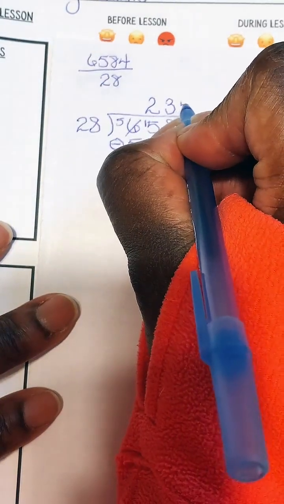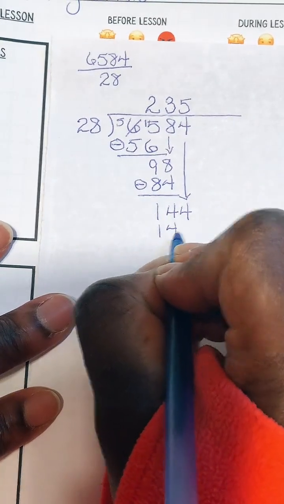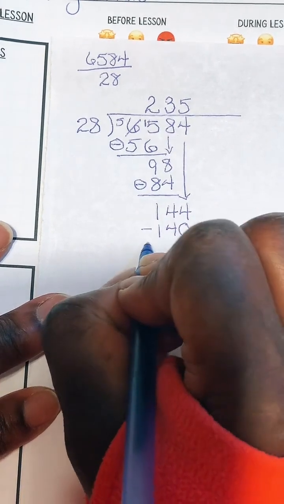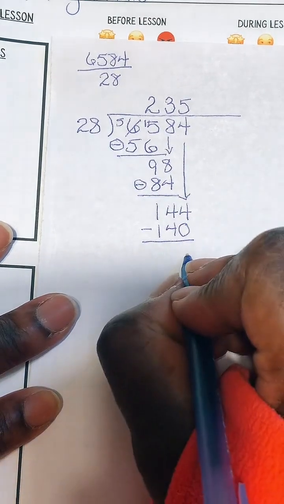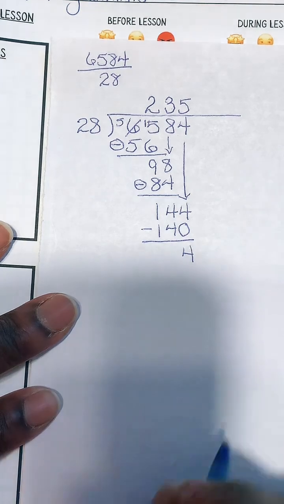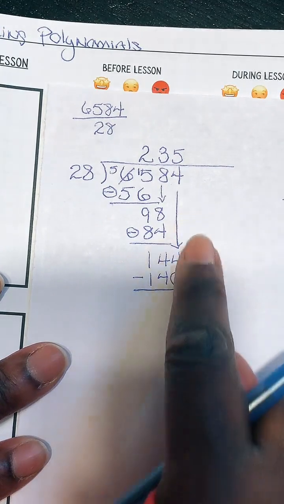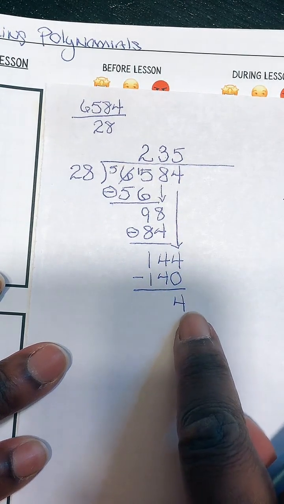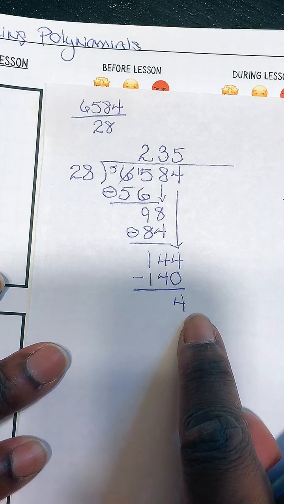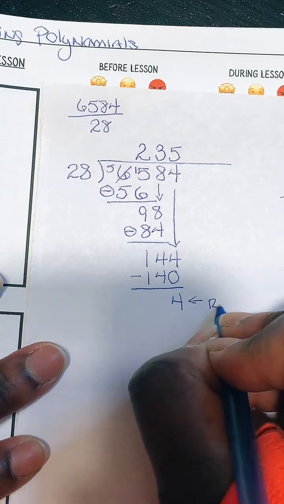So 5 goes over top. Then we bring down our 140. We're going to subtract. 144 minus 140 gives me 4. And there's nothing else to bring down. So since there's nothing else to bring down, we have this 4 that's left over. This is our remainder.